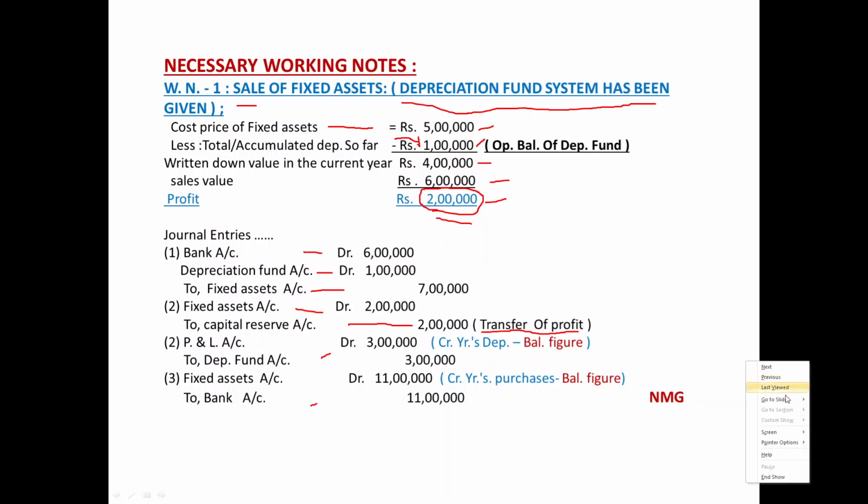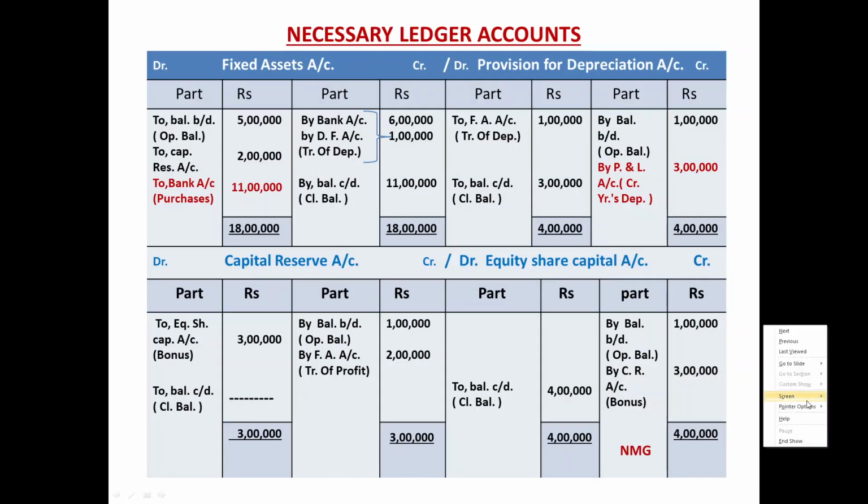Let us give the posting of this journal entry in the concerned ledger accounts. Have a look. Fixed assets account. Opening balance 5 lakh. Closing balance 11 lakh. Posting of first journal entry. Bank account debited 6 lakh. Depreciation fund account debited 1 lakh. To fixed assets account credited. Total of these two 7 lakh.